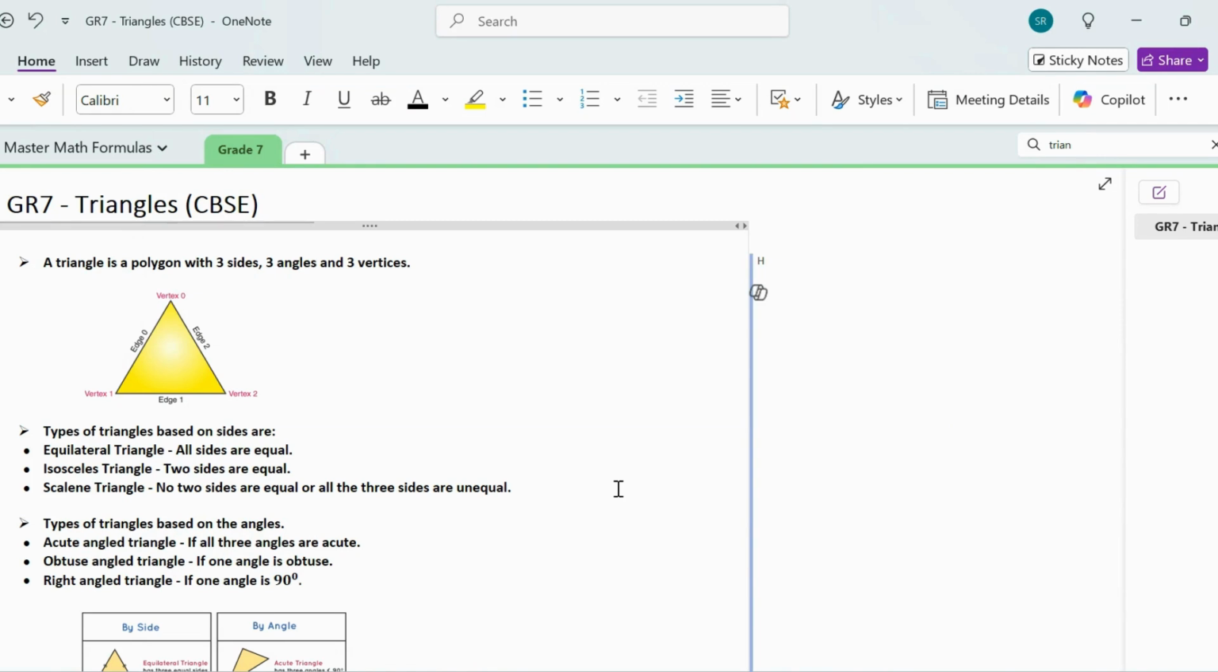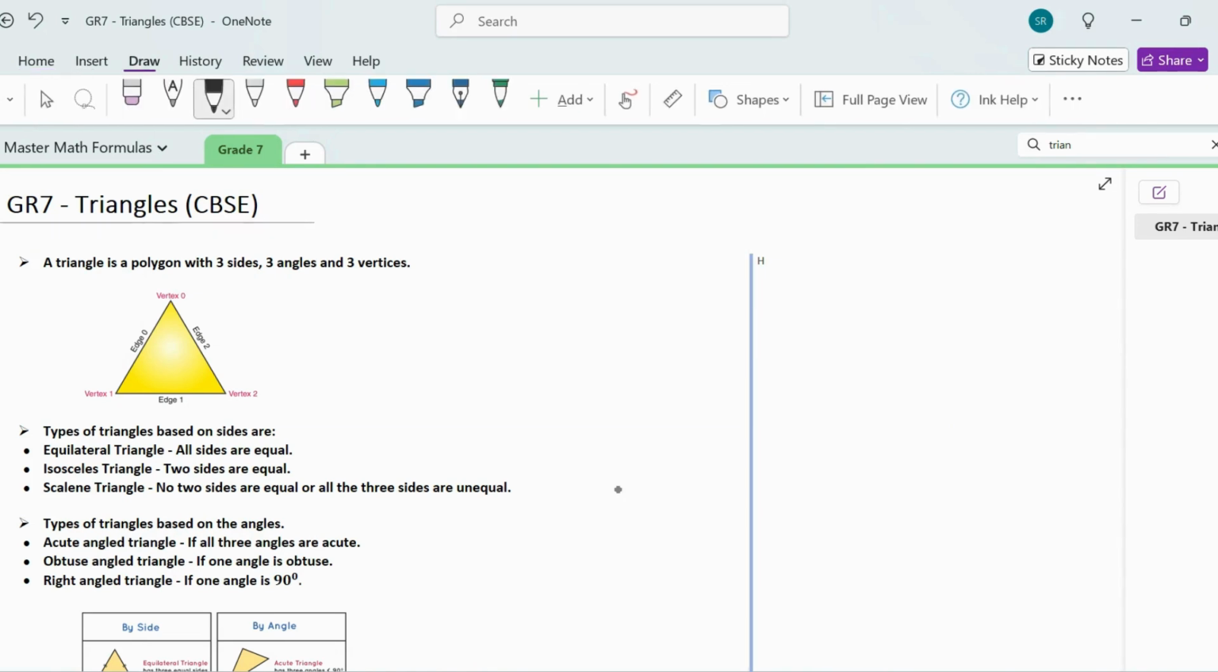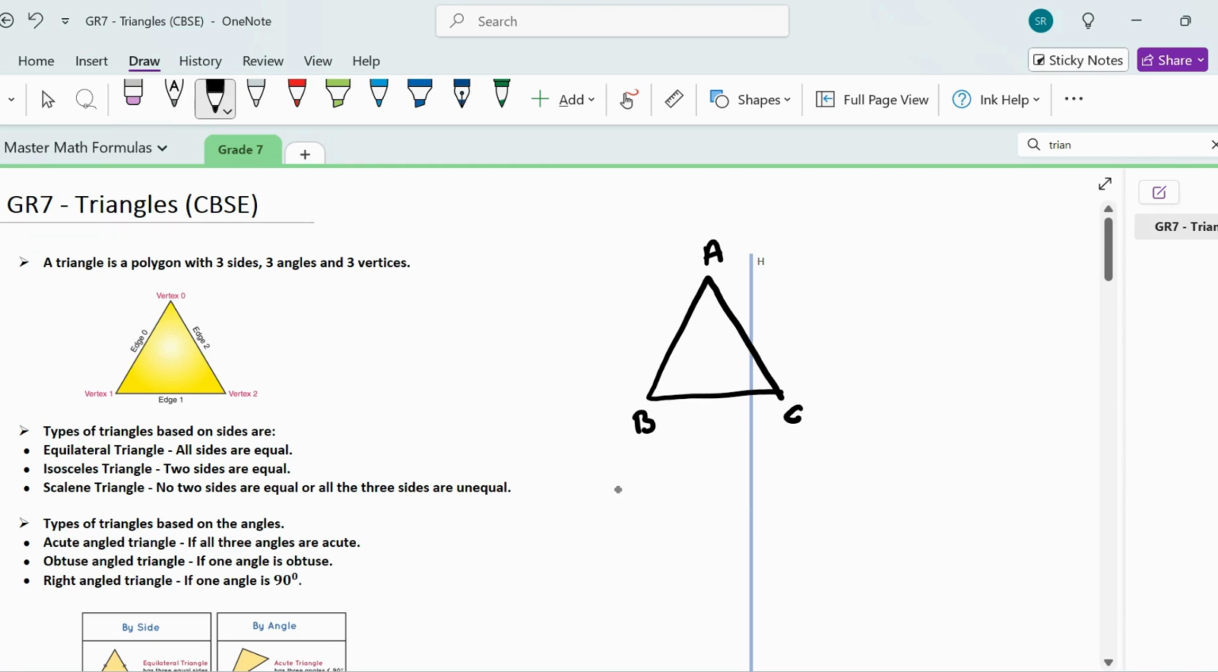What is a triangle? A triangle is a polygon with three sides, three angles and three vertices. These are called the vertices A, B and C. It has three sides AB, BC and AC. The three angles are angle A, angle B and angle C.